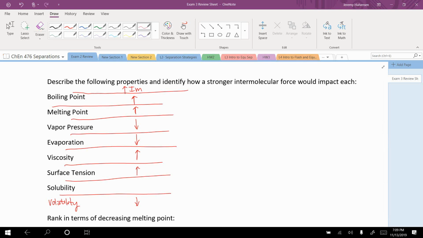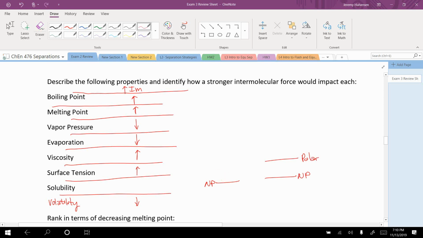Yes. What is your name again? Lauren. It depends on the solute, right? Because how do things dissolve? Things dissolve in solvents that have similar intermolecular force strength. So if I have something that's nonpolar, and I have something that's nonpolar and something that's polar, then increasing the intermolecular force does what to the solubility?